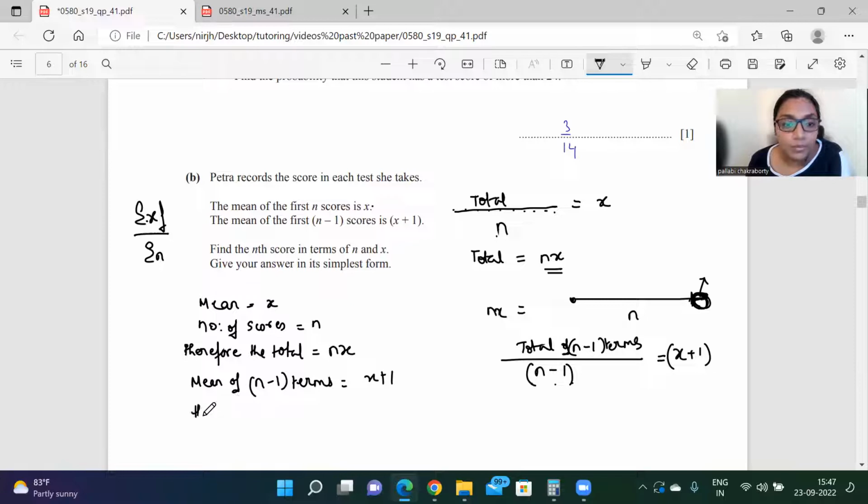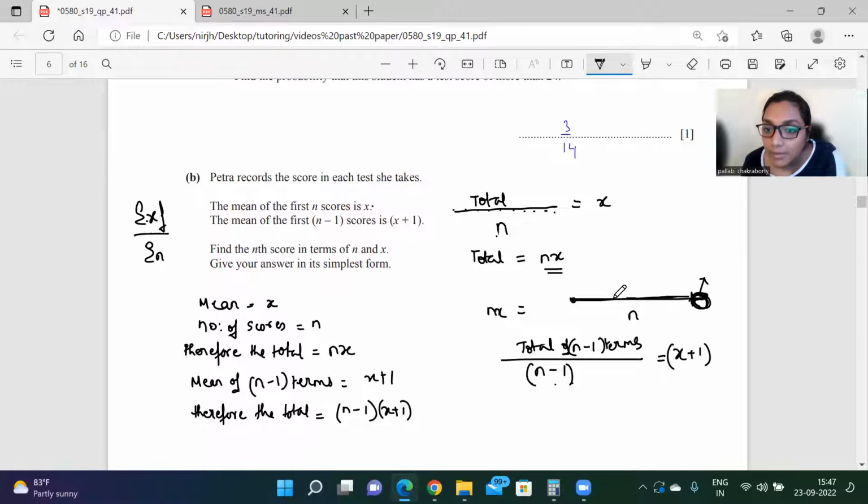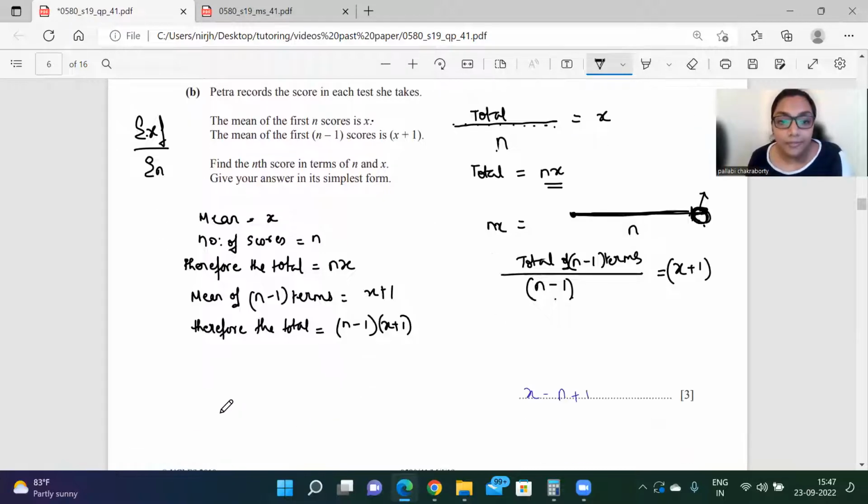Therefore, the total, again, the same point. Therefore, the total is equal to n minus 1 times x plus 1. So this is the total of n minus 1 terms. Remember, we are leaving out the nth term here, right? So now what do we have? We have the total of n terms.